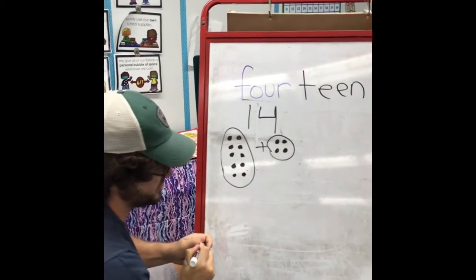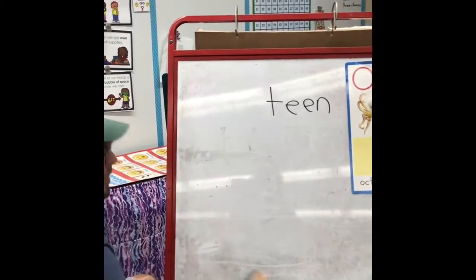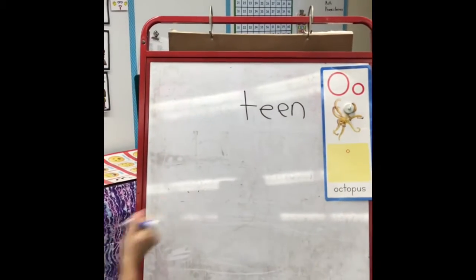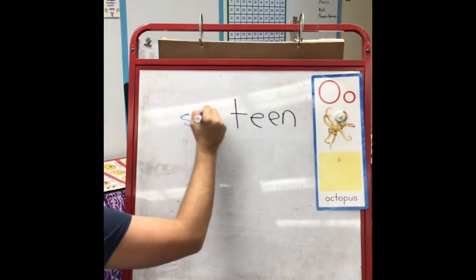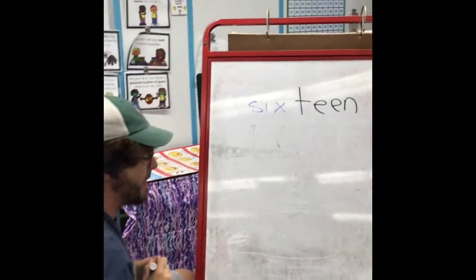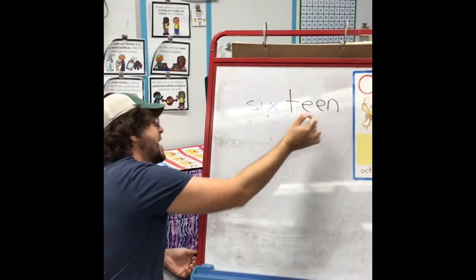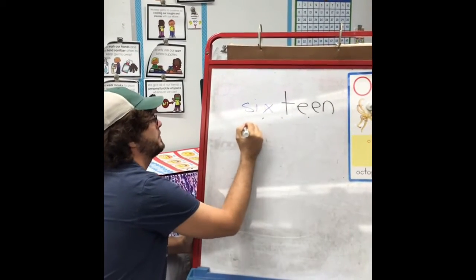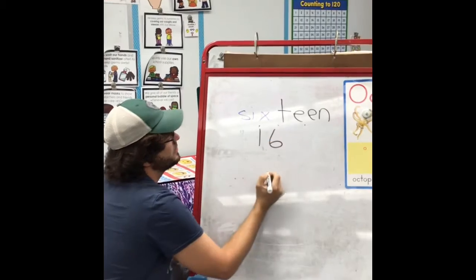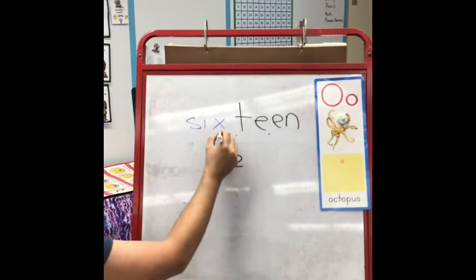Okay, so if we change this number a little bit and look at our other numbers, we're going to get rid of the 4 and put the 6 back up here. 16 is what that reads. That means 6 and 10. So we have the number 16, which means 6 ones and 1 10.